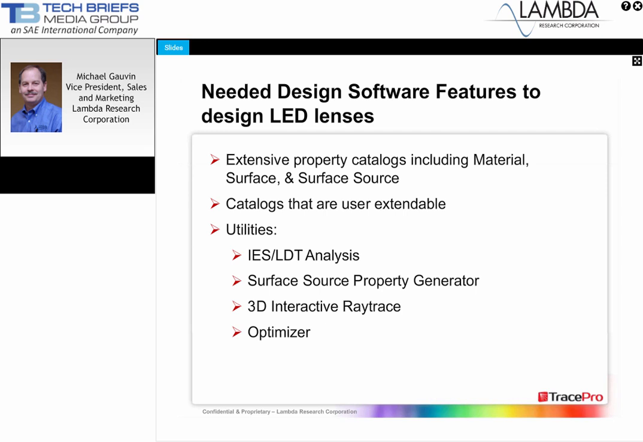Say, for instance, if you're interested in following the IES LM63 standard, that utility is there to let you look at it and make sure it's correct before you, say, post the information to your website on how good your lens is. Of course, we also want to do Illumidat in the European community.